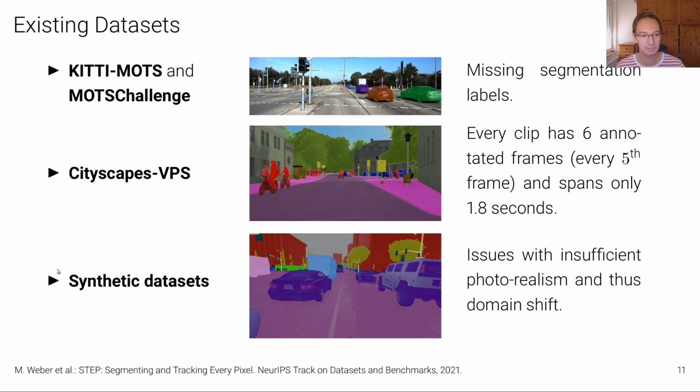And then there is a number of synthetic datasets that can be used, of course, and for which it is very easy to obtain the required labels. But of course, there's still a large domain gap, and the photorealism is considered to be insufficient to date to transfer these results that we obtain on these datasets readily to real world driving, for example.